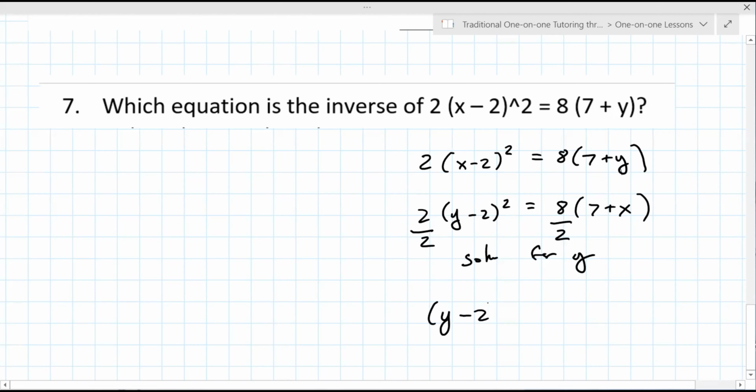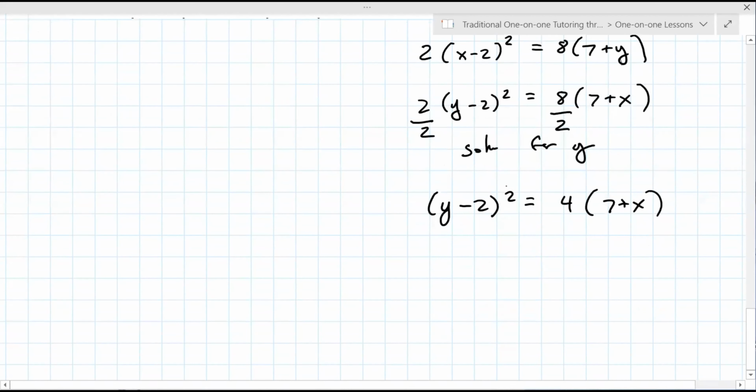So that gives you y minus 2 squared equals 4 parentheses 7 plus x. Let me look at the answer space just to make sure that we are going down the right path. Yes, I believe we are. Okay, so how do you undo a square? You square root. Square root both sides, y minus 2 squared, plus or minus square root 4, 7 plus x.